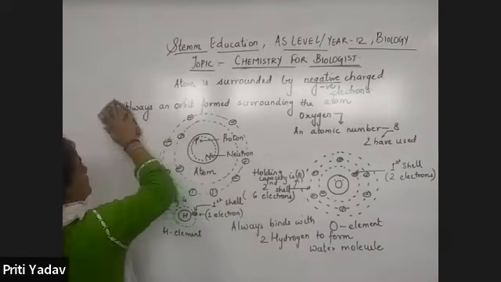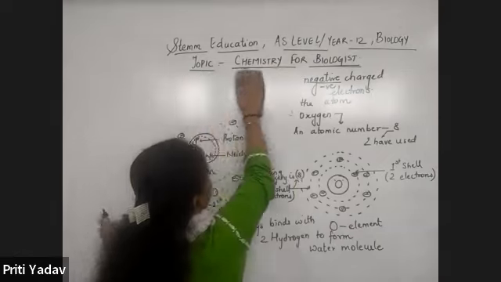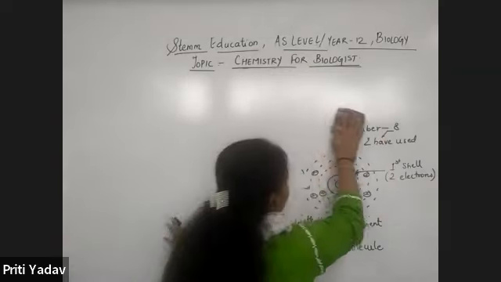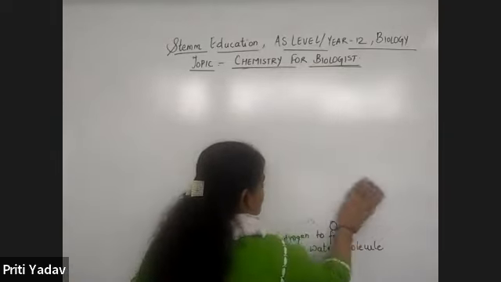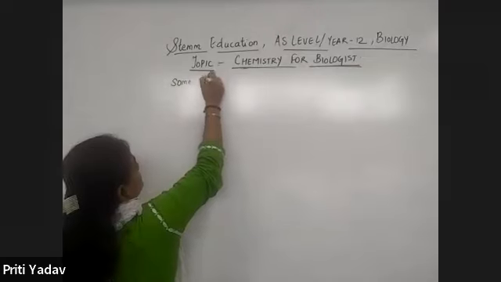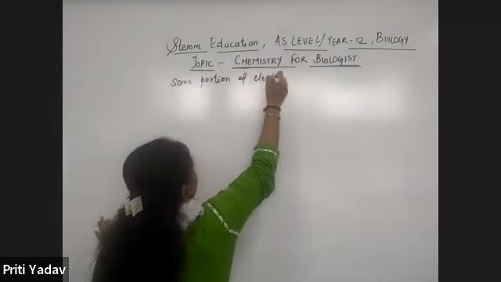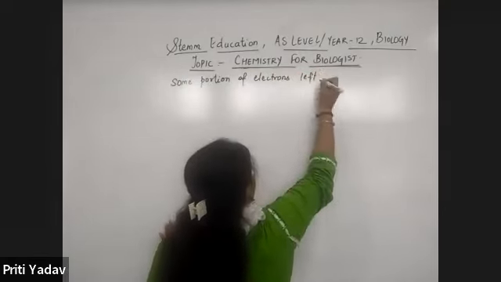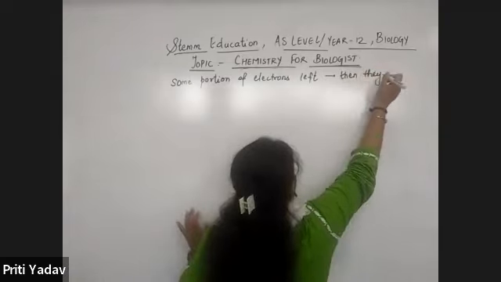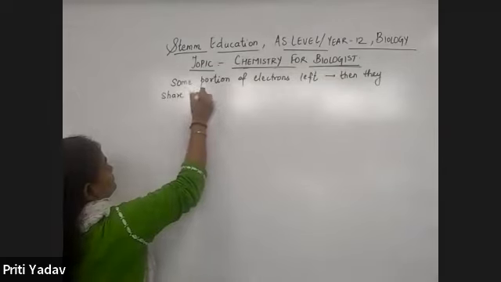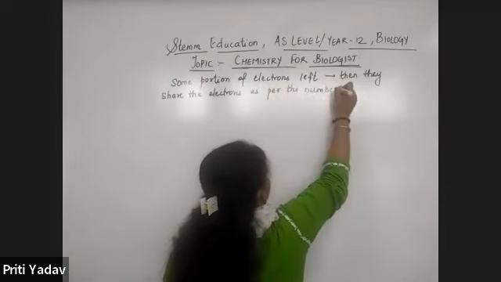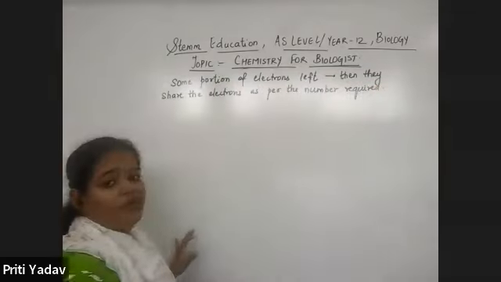Okay, next moving to, first we will see how there is formation of H2. What exactly happens? So as some portion of electrons is left, then they share the electron, as per the number required.